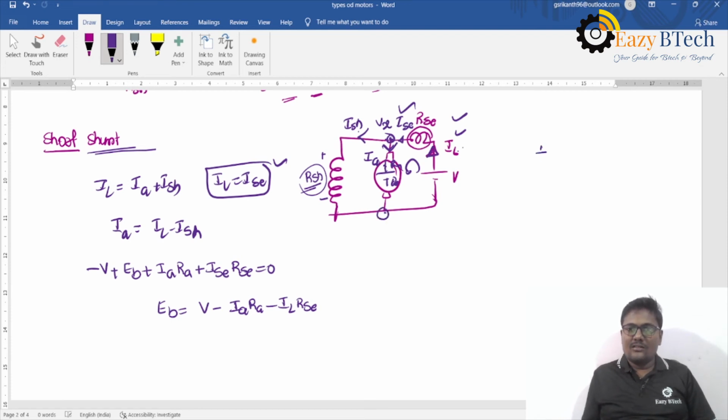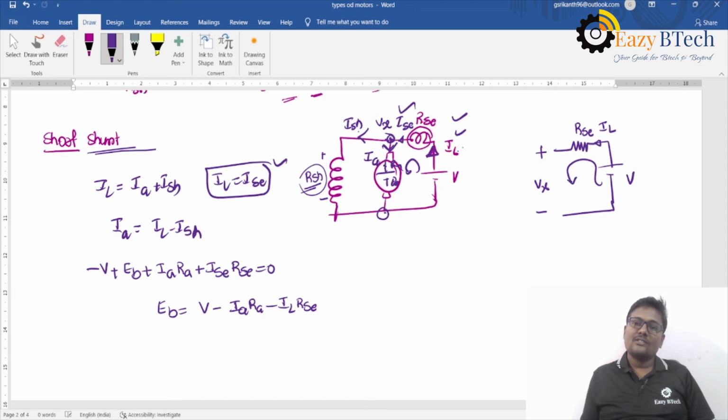So in order to find out, you can assume that the voltage potential will be Vx, and using circuit concepts only, you can apply KVL to this loop. The current which is flowing through this one is IL. Always the current flows from higher potential to lower potential. Current enters into the positive terminal, can be read as positive. So that is IL into RSC plus Vx. Here current enters the positive terminal, and minus V is equal to 0. Then Vx is equal to V minus IL into RSC.